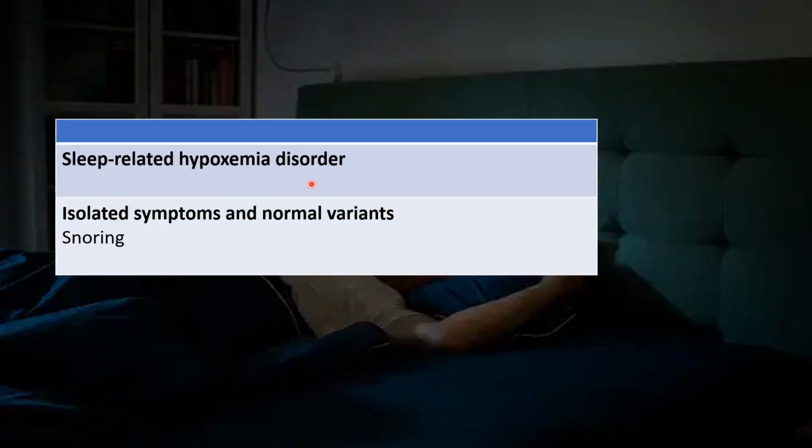The fifth is sleep-related hypoxemia disorder, and isolated symptoms and normal variants like snoring. These are the other disorders that are included under this category.